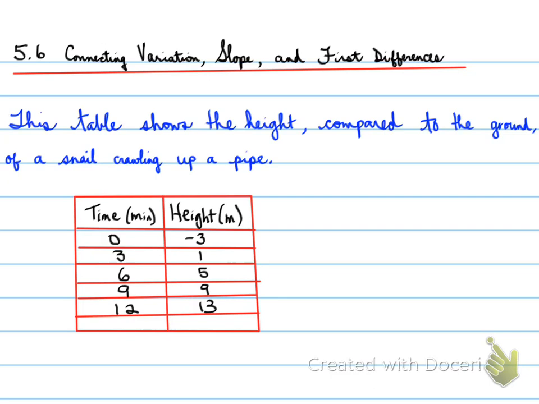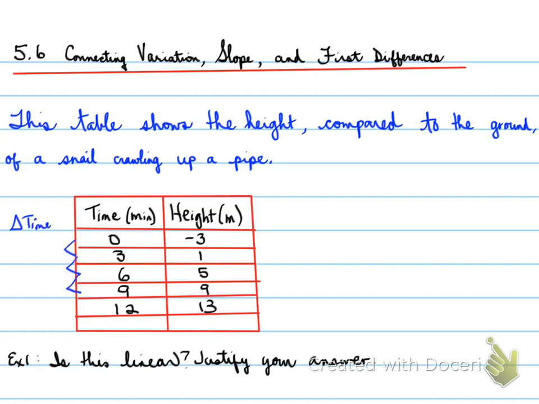So this snail is traveling at a certain rate. In example 1, you're asked to determine, is this particular table linear? Does this represent a linear relation? Well, in order to do that, we need to prove it by justifying our answer by showing our work. And that is, we need to do the delta.